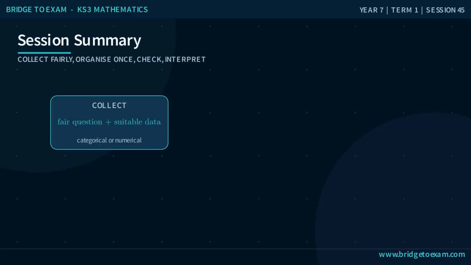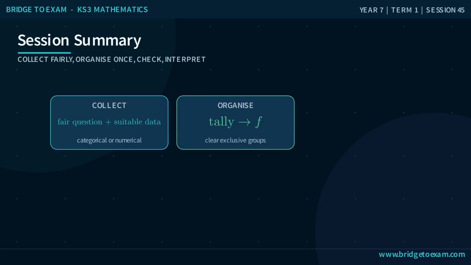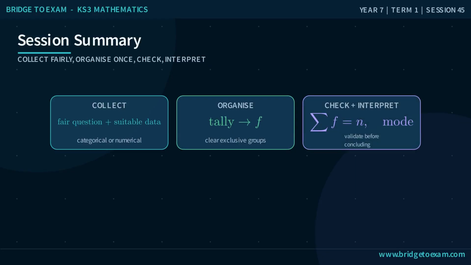Let's wrap up. Choose a fair collection method and identify categorical or numerical data. Use tallies and frequency tables to organize every observation exactly once. Keep categories exclusive, add frequencies, check the total, and then interpret features such as the mode.